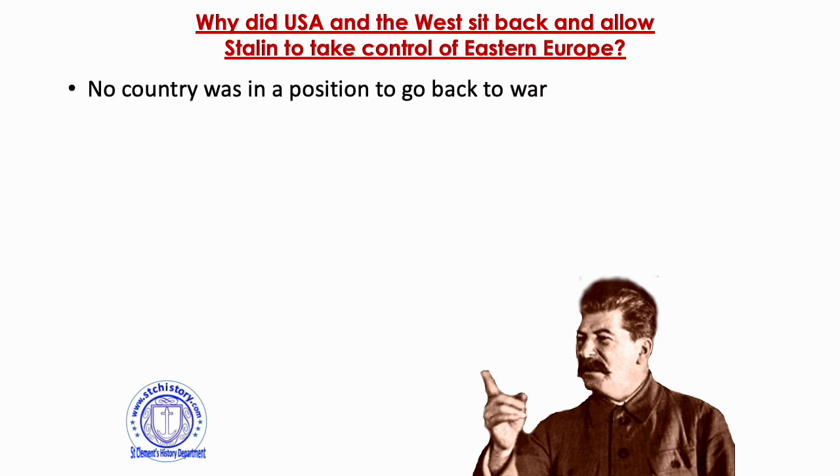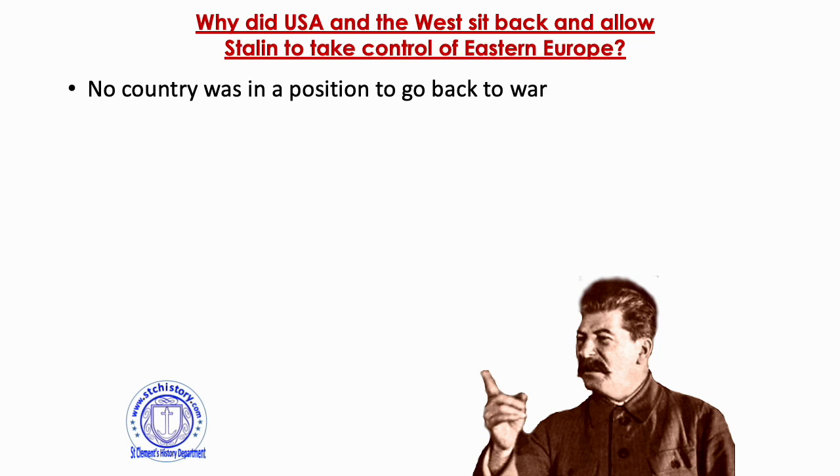So the simple answer to that is that no country is in a position to go back to war. Now, obviously, that's a statement for European countries, definitely. They've been battered by the Nazis and by Blitzkrieg for years. Maybe you could argue America hadn't been quite so battered, but anyway, it was a significant loss of life and damage to them too.